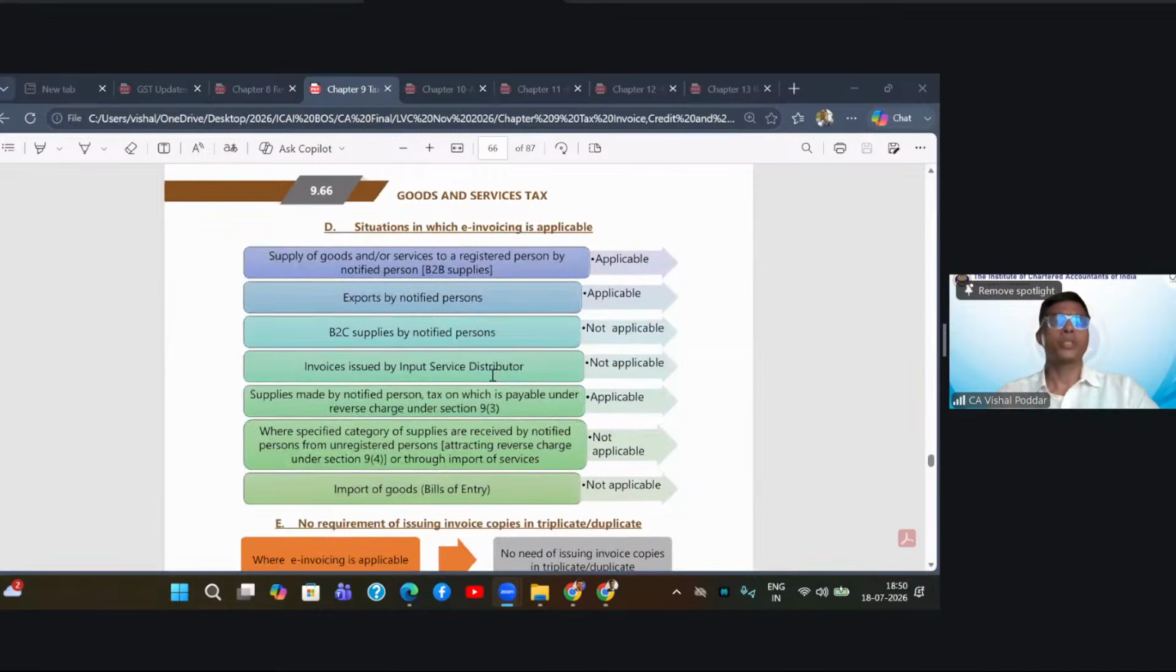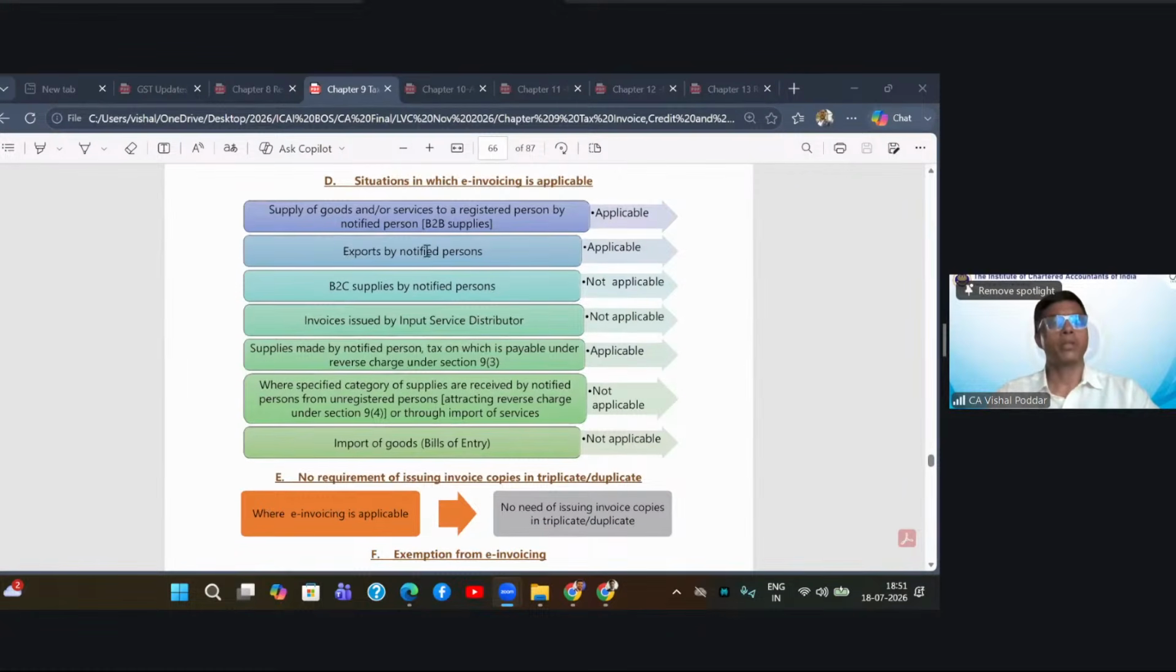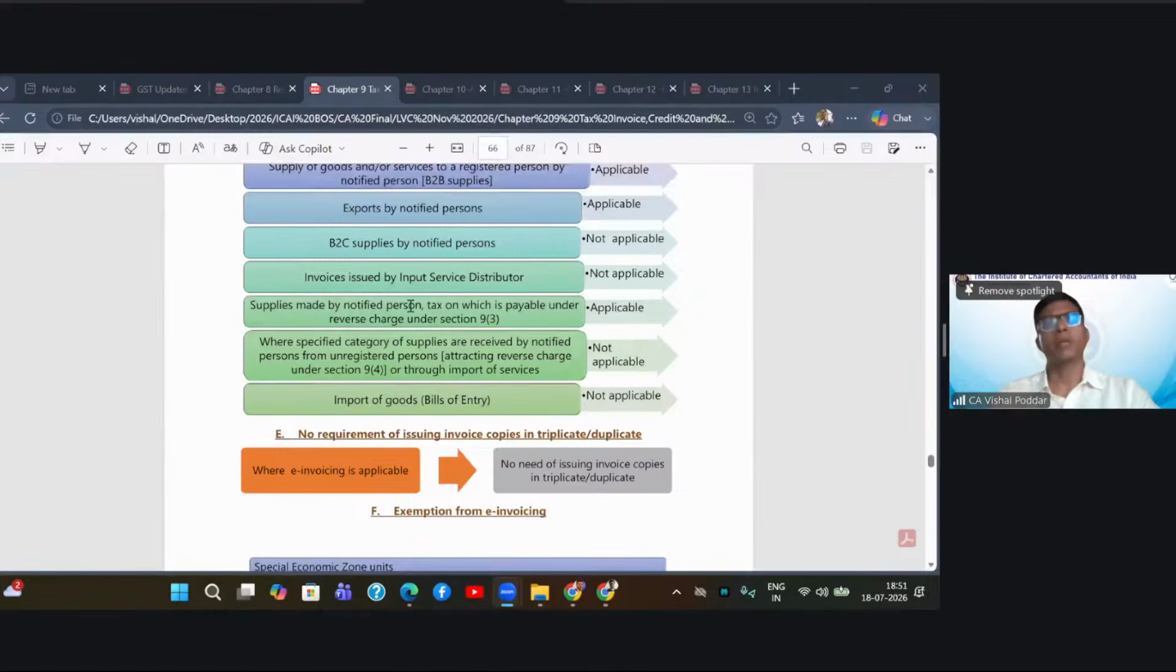Now, situations in which e-invoice will be applicable or not applicable. First, you are into supply of goods or services to a registered person by the notified person. It means it should be a B2B supply, applicable. Exports by the notified person, applicable. B2C supply, not applicable. Invoices issued by ISD, IRN, that is e-invoicing, not applicable. Next, supply is made by notified person, tax on which is payable under RCM.